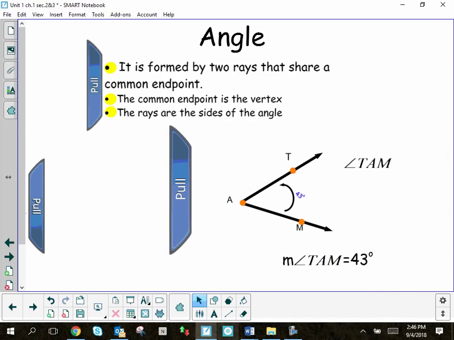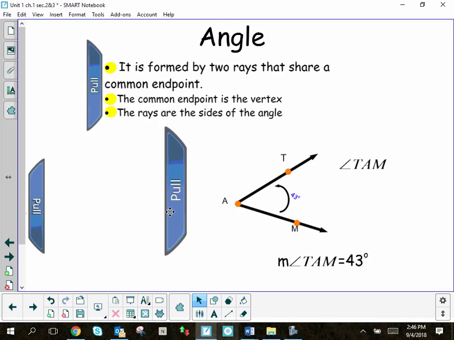Here's what a picture of an angle looks like. So just to kind of put two and two together, this is a ray, this is a ray, and here's the vertex right here. We sometimes measure them in degrees, okay, when we want to do the problem associated to that.